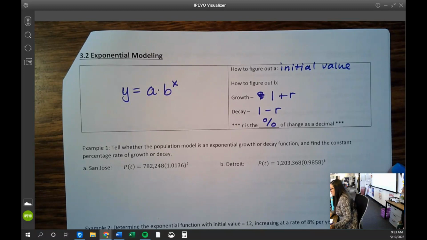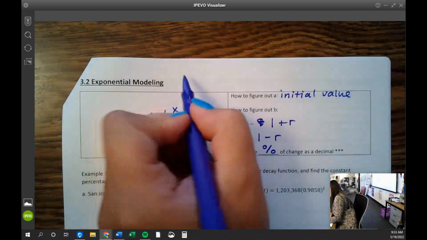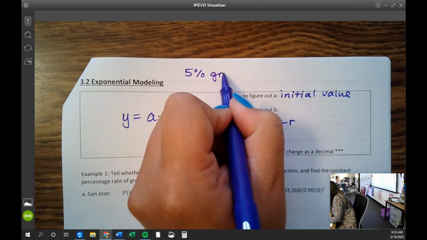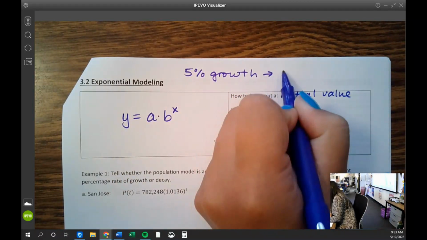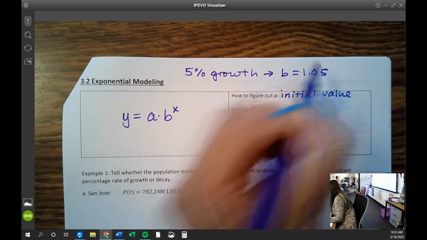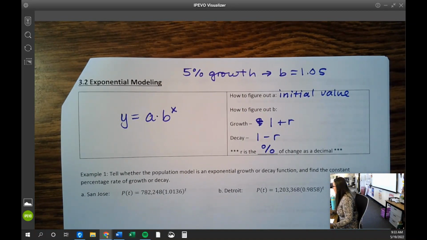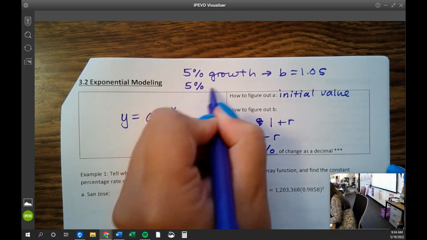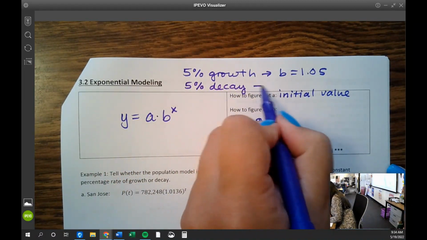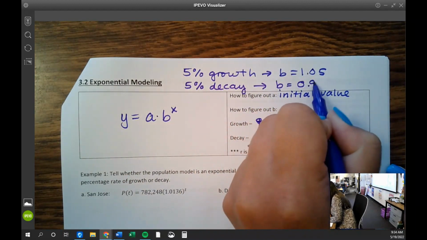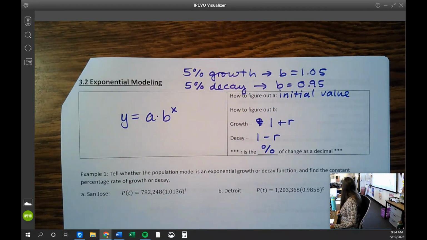Okay, so for example, if I have 5% growth, B is 1.05. I'm doing 1 plus 5%, right? 5% is 0.05. If I have 5% decay, B would be 0.95. 1 minus 5%, 0.05.